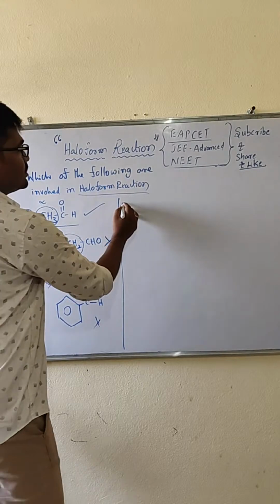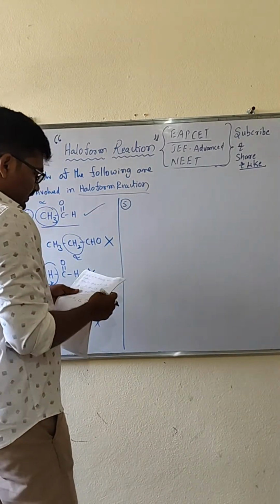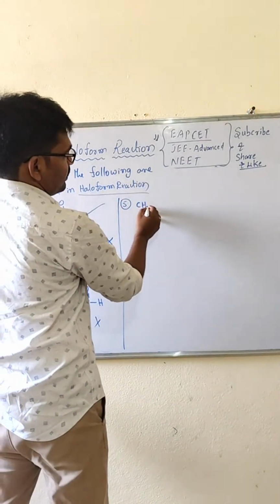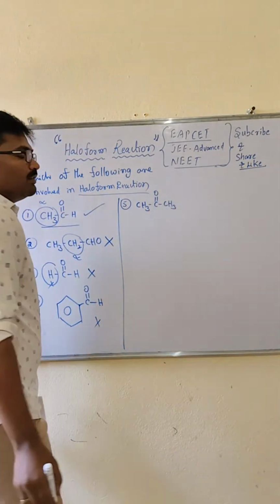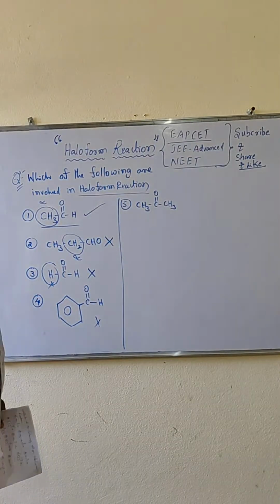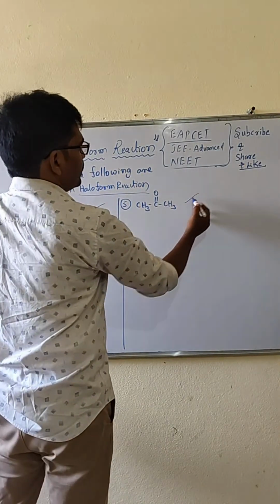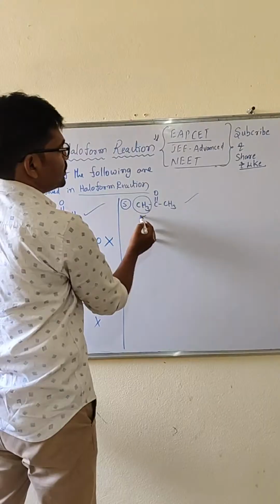Then the fifth one: CH3, then C double bond O, CH3, acetone. Is that involved in the haloform reaction, my dear students? Yes, it is involved in the haloform reaction because the alpha methyl group is there.